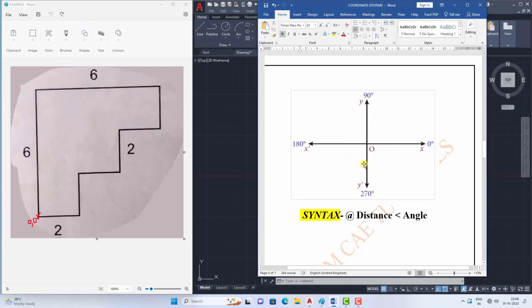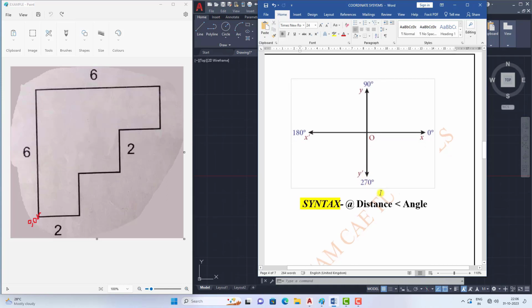So in the anti-clockwise direction, see, these are the standard angles, right? This is 0 degree or 360 degree, this is 90 degree, this is 180, and this is 270 degree. So if you go downwards from the origin point, you need to use how much distance you are going downwards, and use the corresponding angle 270 degree.